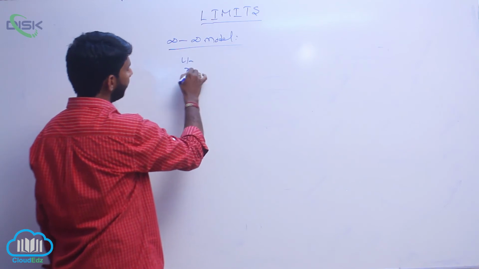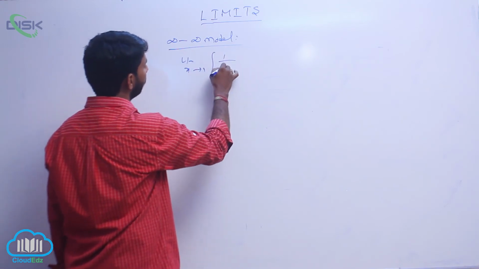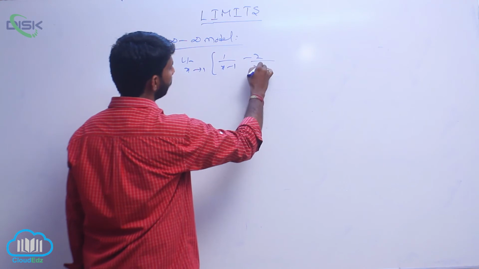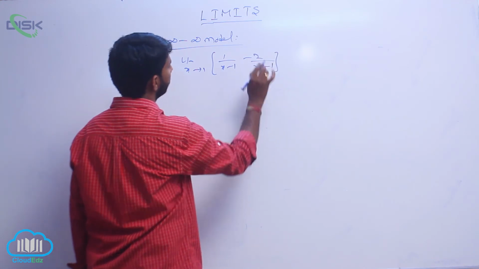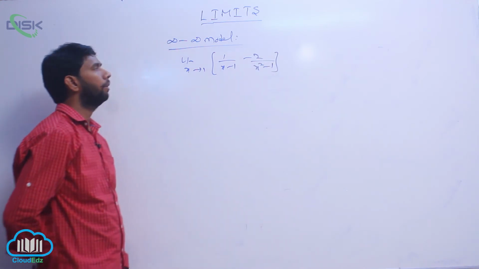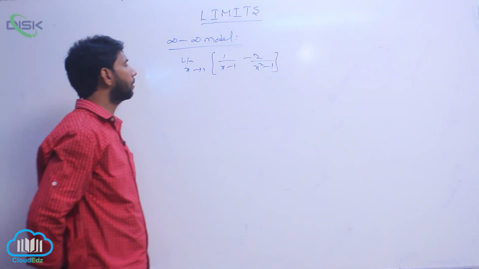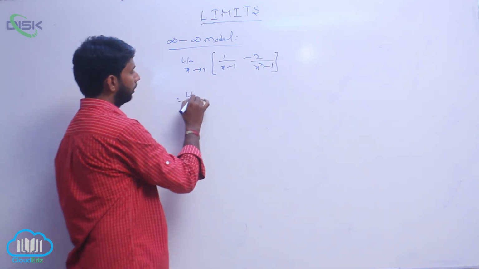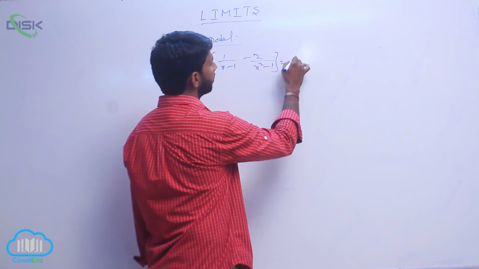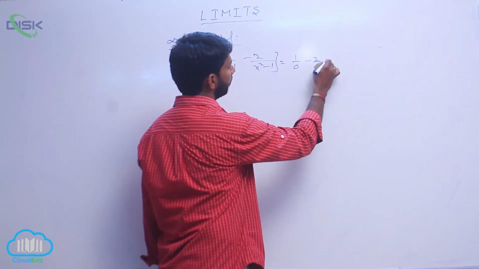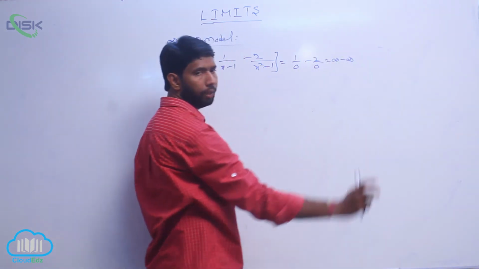For an example, limit x tends to 1, 1 by (x minus 1) minus 2 by (x square minus 1). After substitution of the limit, it is 1 by 0 minus 2 by 0, which is equal to infinity minus infinity form.